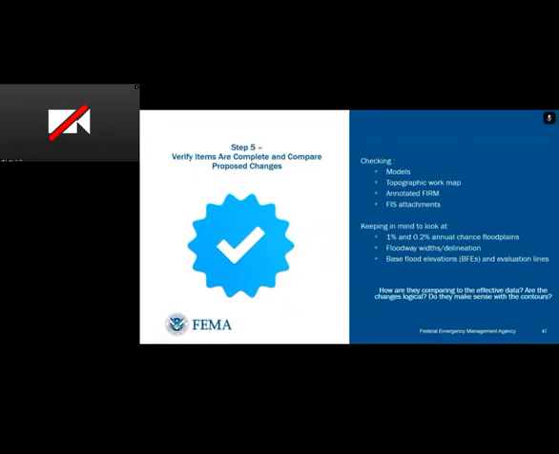As we're going through these, you want to keep asking yourself, how do they compare to the effective? Are these changes logical? Do they make sense with the contours? And really just some base checks like that as we move along.